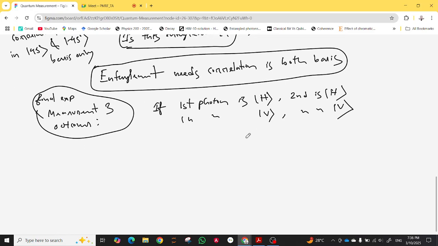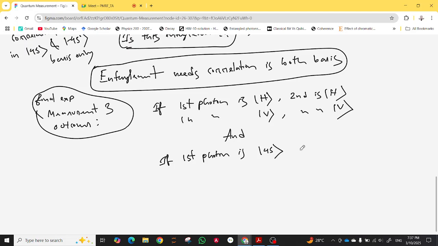But the thing is, in measurement 3, if your first is H, second is also H. If your first is V, second is also V. But there is an "and": if the first photon is plus 45 degree, the second is plus 45 degree, and if the first photon is minus 45 degree, the second is also minus 45 degree.